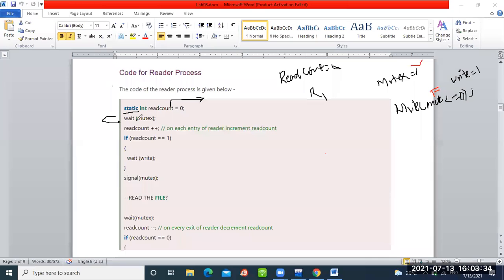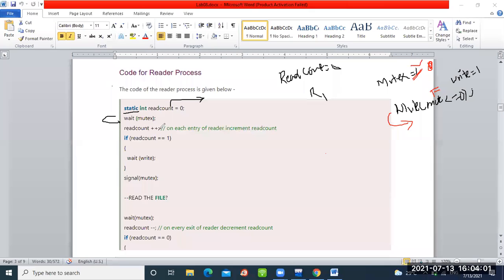Move forward, because this condition is false. If this condition is false, it will move forward. While moving forward, what will process R1 do? It will decrement the value of mutex and make it 0.